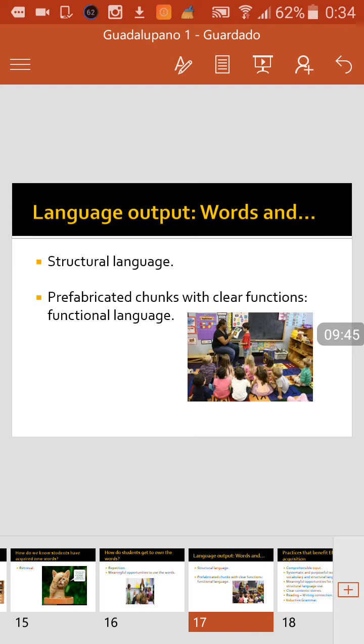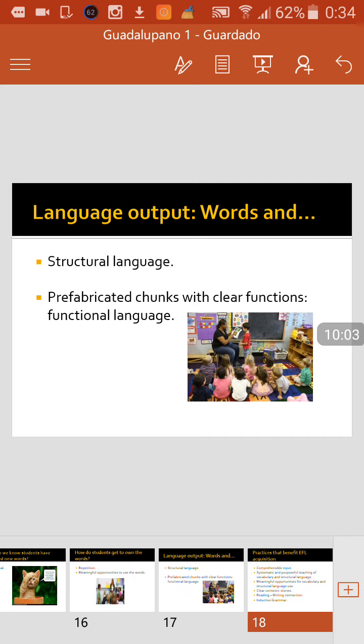Now, language output does not only rely on words. Students also need structural language. And structural language refers to these prefabricated chunks that teachers are going to present in a clear context so that students can work out what the function of that chunk is.